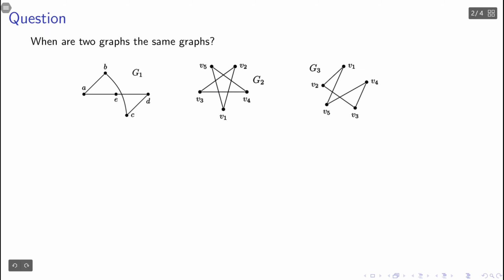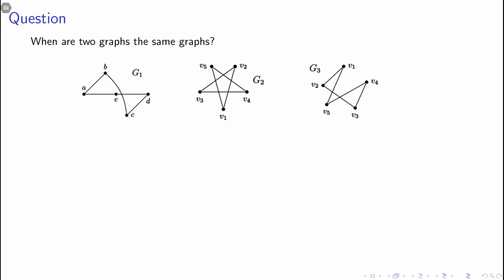Okay, so in this video we're going to talk about graph isomorphisms. And I'm going to start us off by asking the question, when do we say that two graphs are the same graphs?